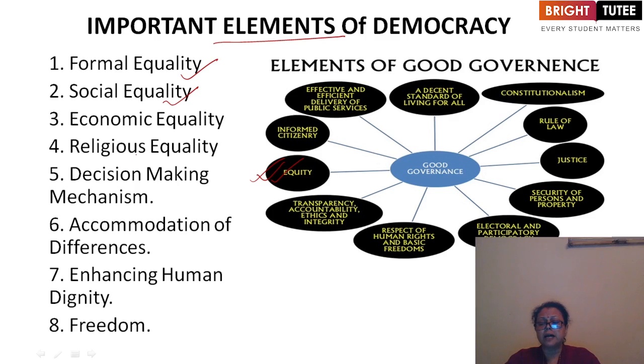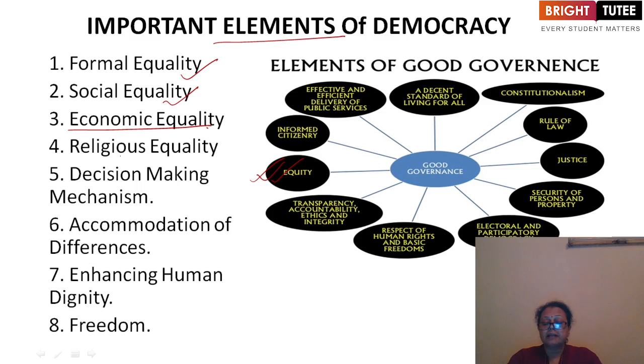Then it comes to economic equality. All the citizens must get equal opportunities. No section of society can be exploited by any other. Workers cannot be exploited by their owners. It means that differentiation cannot be created or practiced on the basis of economic status. The rich cannot dominate over the poor. That way economic equality can be achieved.